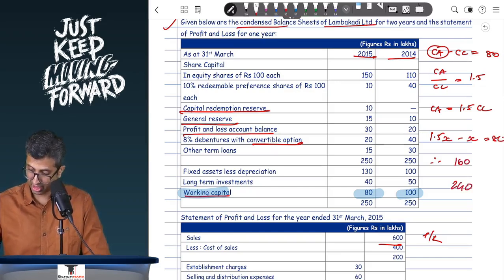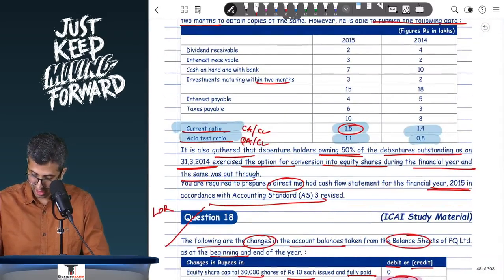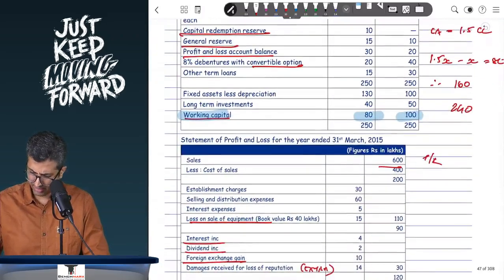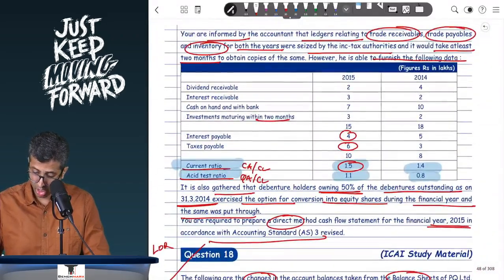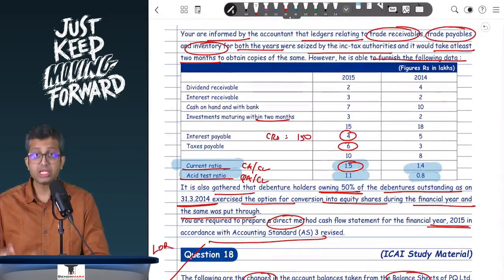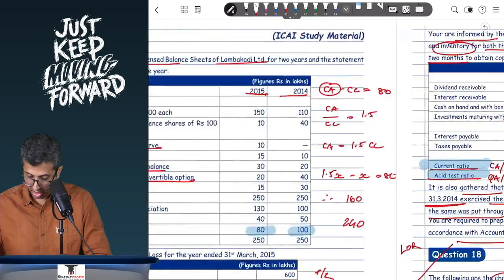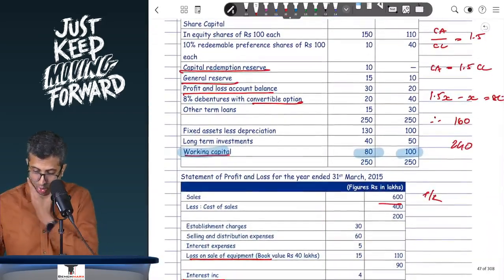240 will become my current assets. But within my current liabilities, I will have interest payable and tax payable as well as 10 rupees, which means maybe 160 minus 10, creditors maybe 150 rupees. Same working you will do for the earlier year 2014 as well. Okay, next I want to find debtors.